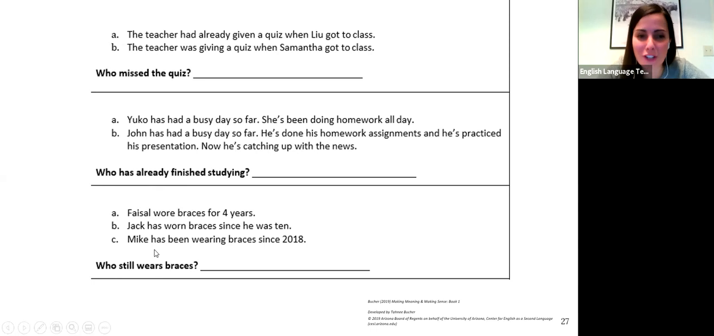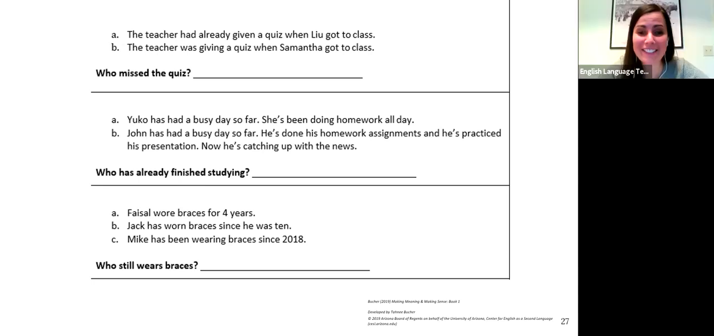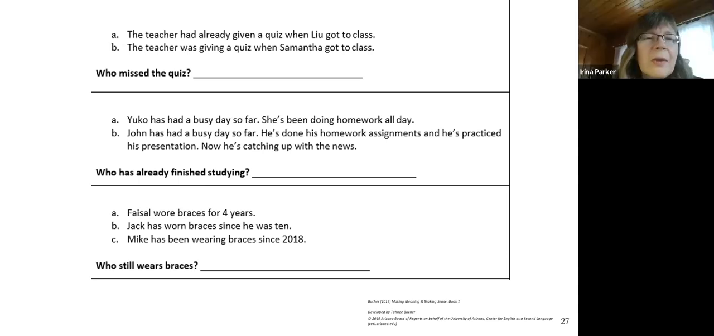How about this one? Faisal wore braces for 4 years. Jack has worn braces since he was 10. Mike has been wearing braces since 2018. Who still wears braces? Mike. Just Mike? Both? Mike and Jack. And Jack, right? Oh, yes. I'm sorry, three.